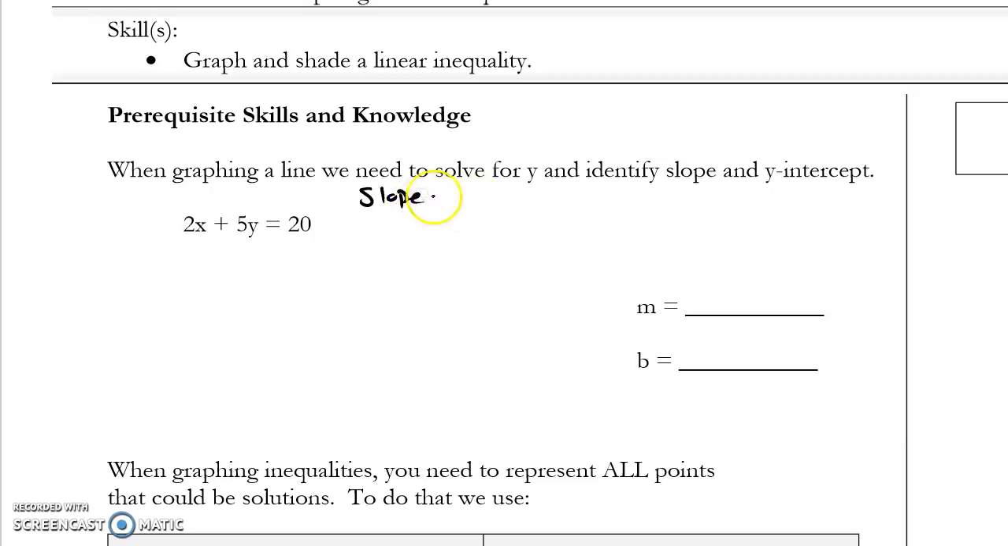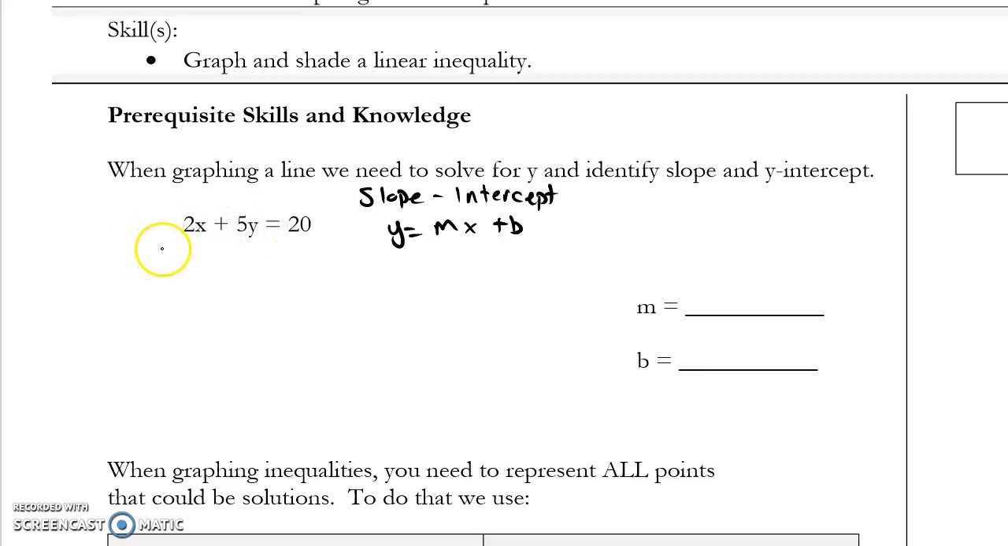That's what we spent a lot of time working on, which means we need it solved for y. Y equals mx plus b. We've done that a lot first semester, we've done that a lot so far second semester, so let's go through and review this rather quickly.